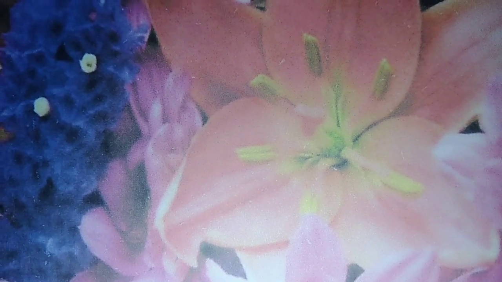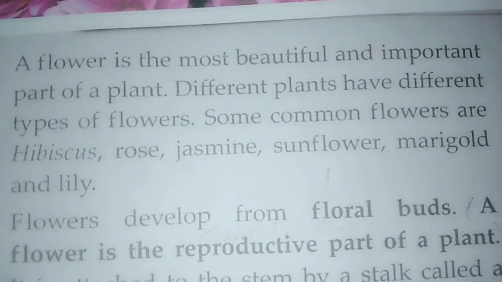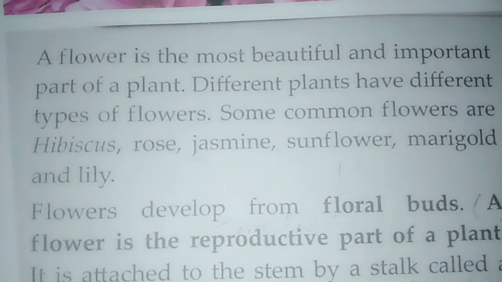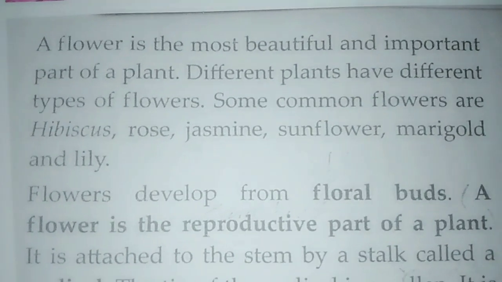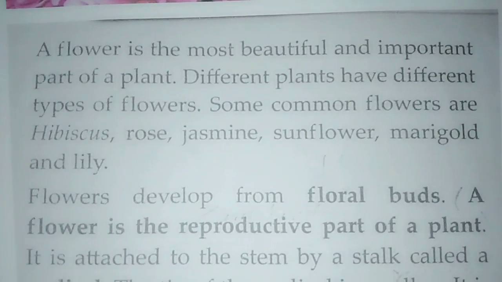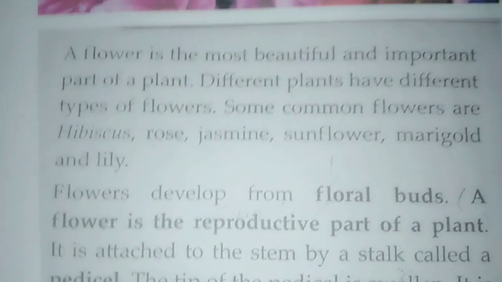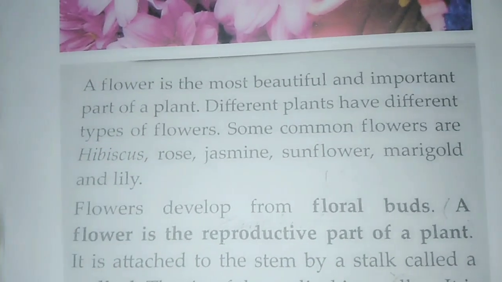Hi, today we are going to learn about parts of a flower. A flower is the most beautiful and important part of a plant. Different plants have different types of flowers. Some common flowers are hibiscus, rose, jasmine, sunflower, marigold, and lily.